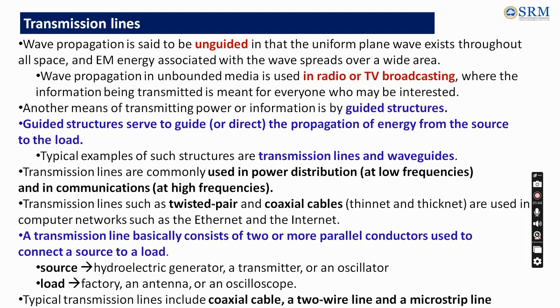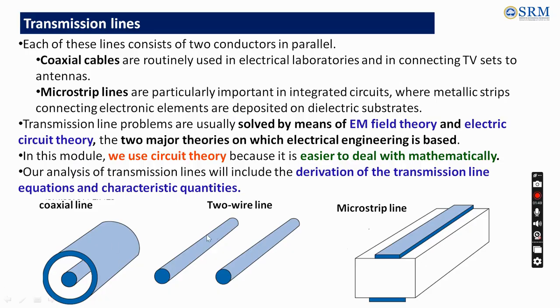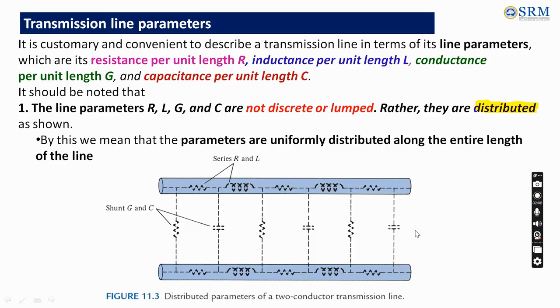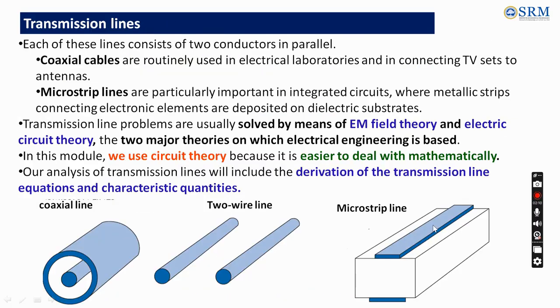We have already seen that the typical transmission lines are the coaxial line, two-wire line, and microstrip line. In each of these lines, there are two conductors in parallel. Coaxial cables we know are used in laboratories, and in connecting the TV set to the antenna. Microstrip lines are popular in integrated circuits, where the metallic strips connecting the electronic elements are deposited on the dielectric substrate. So this middle white color is a dielectric substrate.